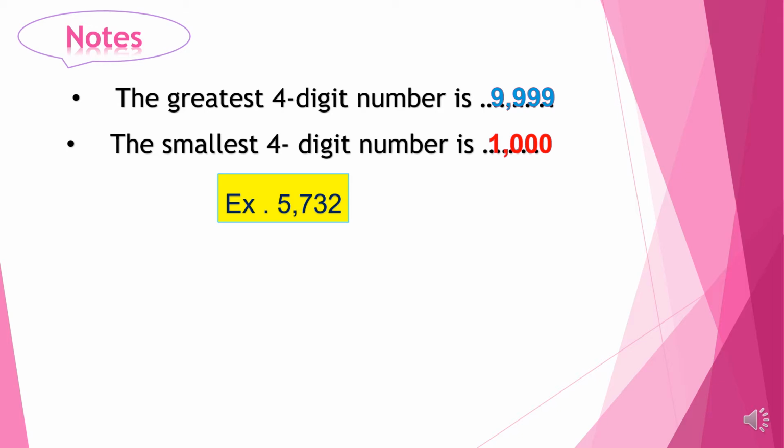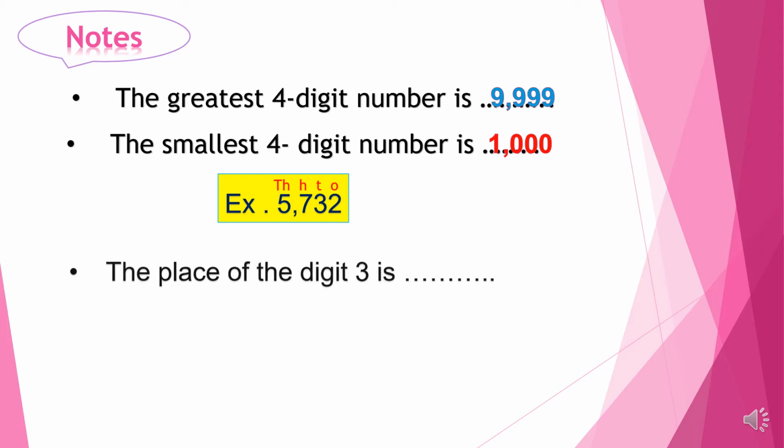Now we have a four-digit number to practice finding our place. The first question: the place of digit 3. To know the place of any digit, I must write the place first. The places are ones, tens, hundred, and thousand. We write it above our number, okay? Then we will look at digit 3. Digit 3, in which place? In tens, so it's tens.